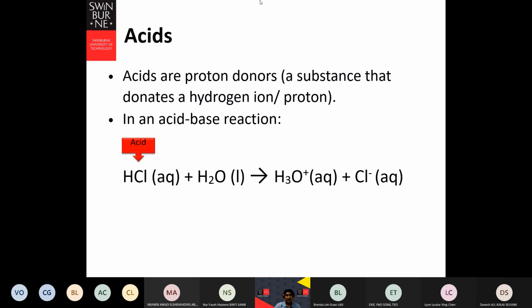What is an acid? Can anybody tell me what is an acid?